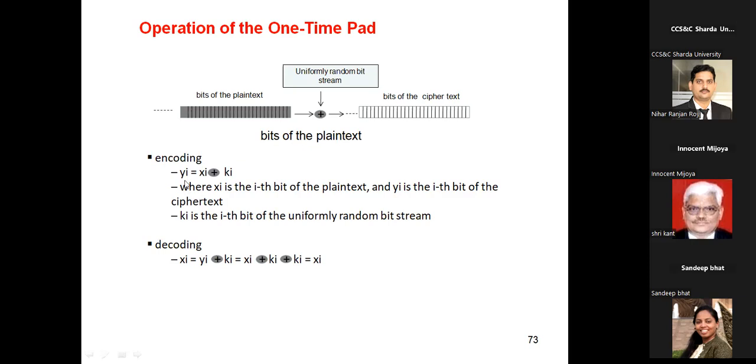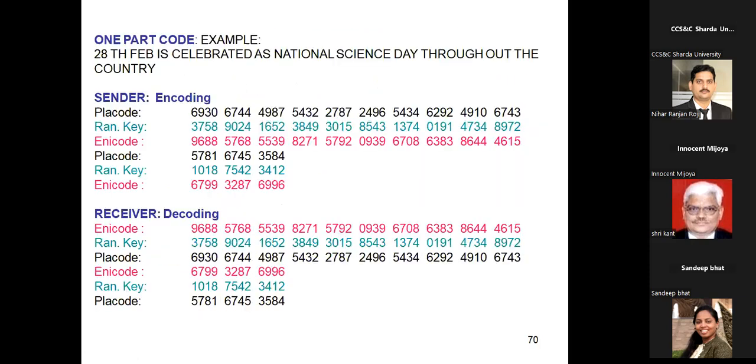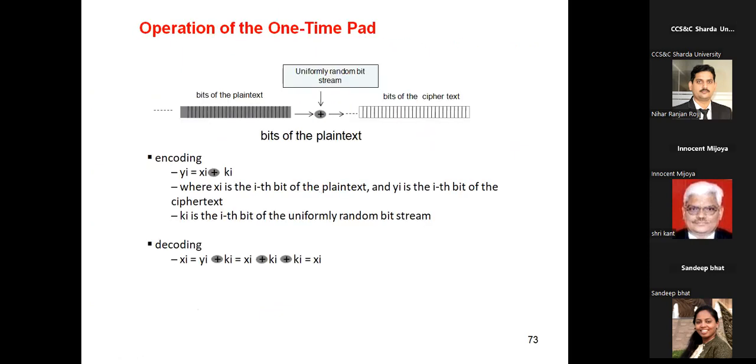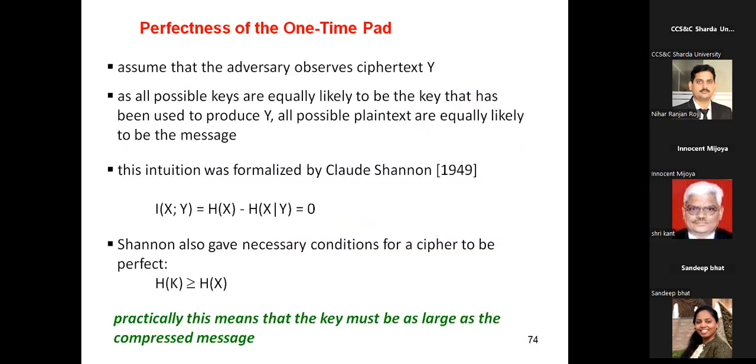Encoding is nothing but y_i = x_i XOR k_i, where x_i is the ith bit of the plain text, y_i is the ith bit of the cipher, and k_i is the ith bit of the uniformly random key. Whatever I have just shown, it is the same concept. I'm putting it here in the form of a bit stream because we are looking for computer-based secure communication, right? Assume that the adversary observes ciphertext y. As all possible keys are equally likely to have been used to produce y, all possible plain texts are equally likely to be the message.